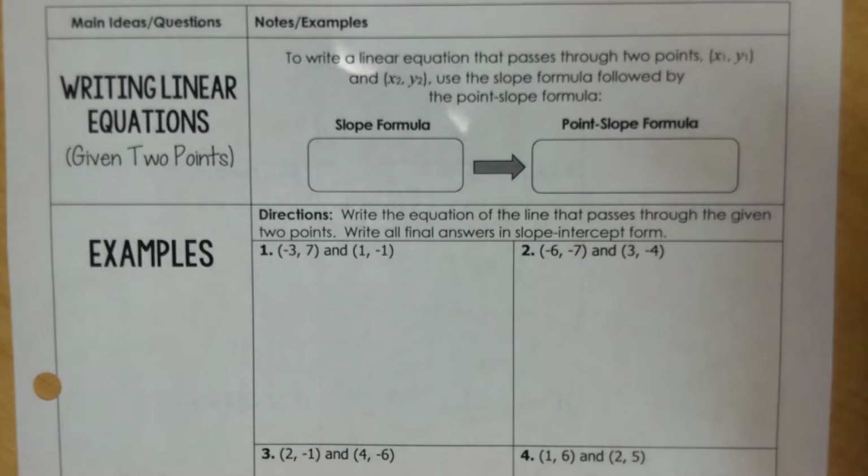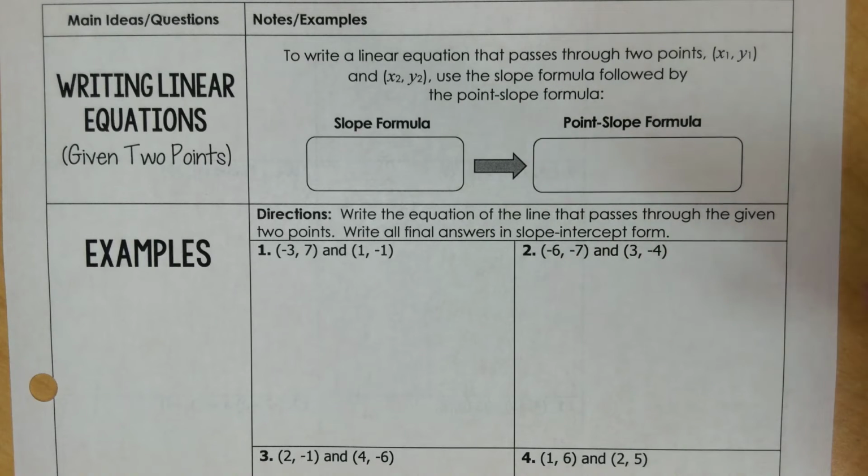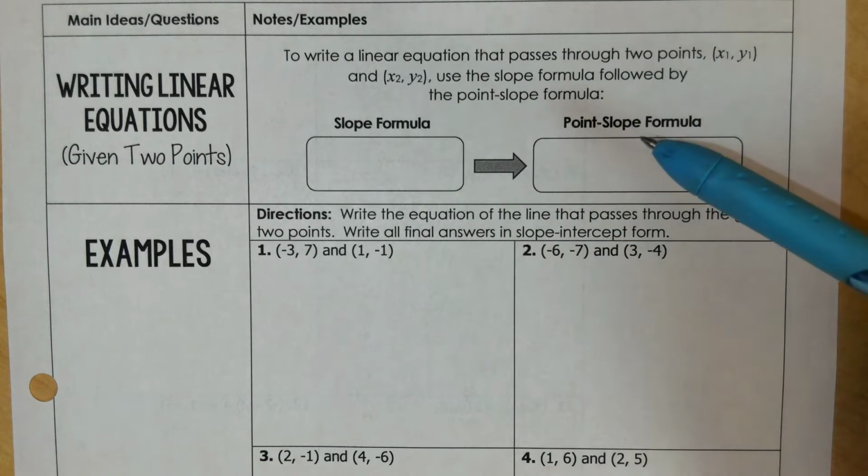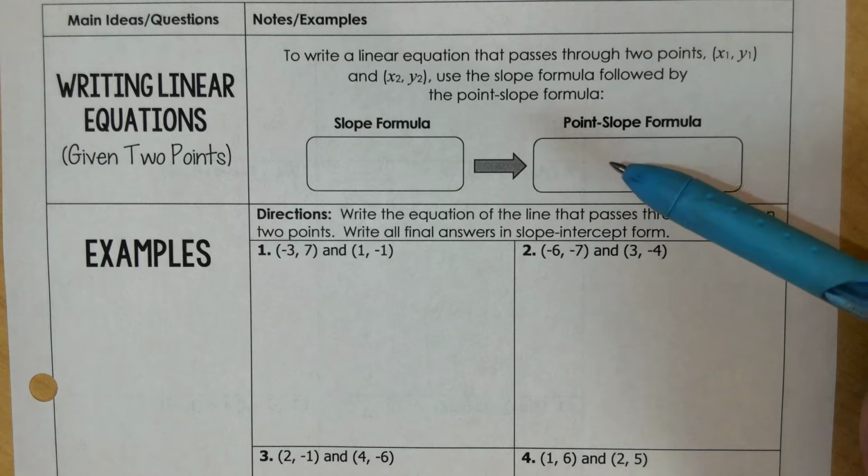Alright, so we've been talking about writing linear equations using different forms and being given different information and how we're going to do it. So today we're going to talk about what happens if you're just given 2 points on the graph. What can we do?